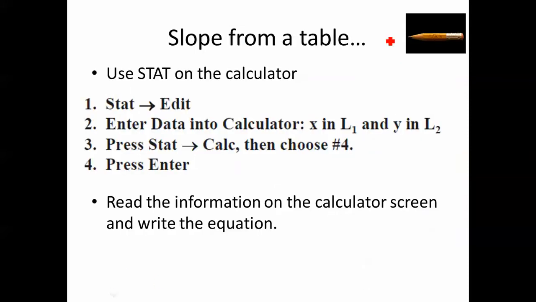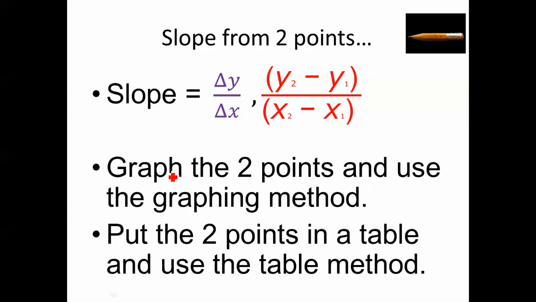Slope from a table. Use stat on the calculator. We did these just the other day. We put stat edit, enter the data into the calculator. X goes in L1, Y goes in L2. Press stat calc. Then choose 4, press enter. Then you're going to read the information on the calculator screen and write down the equation that you get.